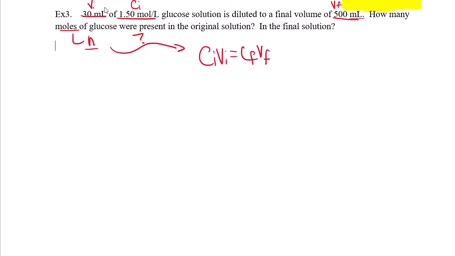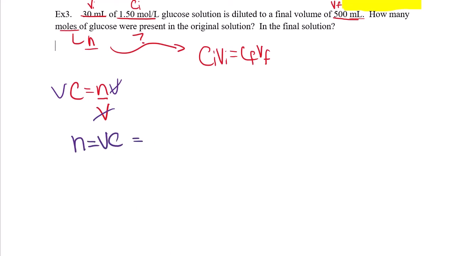If I want to figure out how many moles are present here in my original solution, well, I can just use my amount concentration formula, right? C equals N over V. That's got an N in it. I know the volume. I know the concentration. So let's try this. Let's solve for N. To get N by itself, I have to multiply by V. N equals V times C.